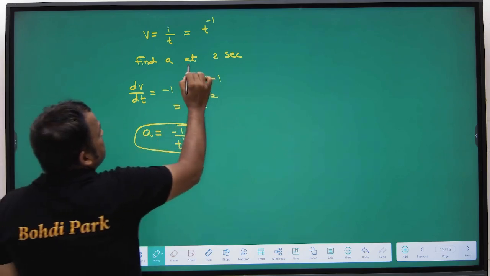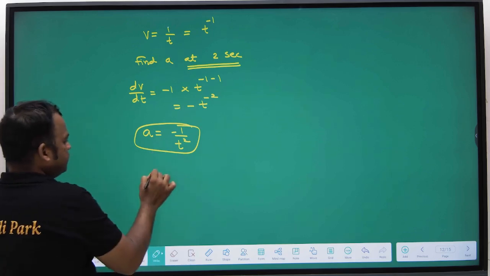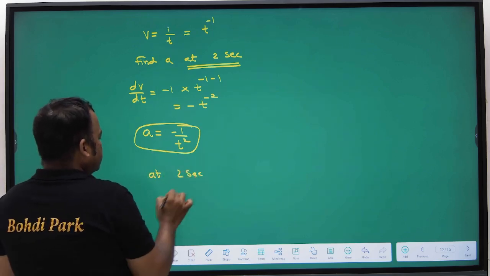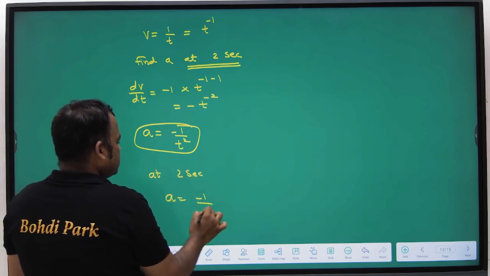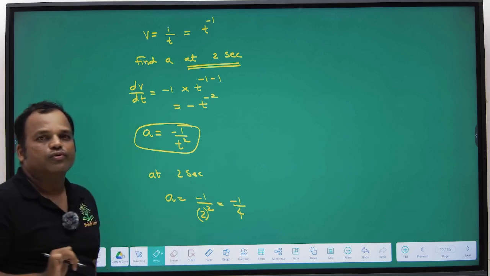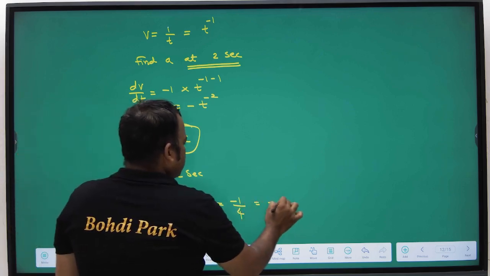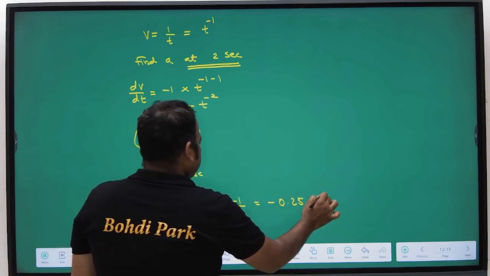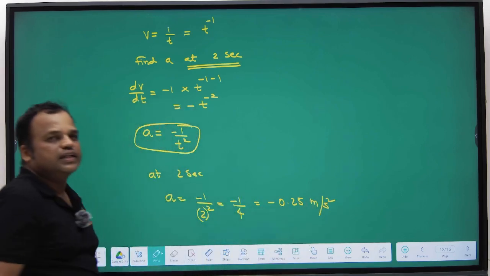Now find the acceleration at 2 seconds. At 2 seconds, acceleration will be minus 1 by 2 square, that is minus 1 by 4. That is equal to minus 0.25 meter per second square.